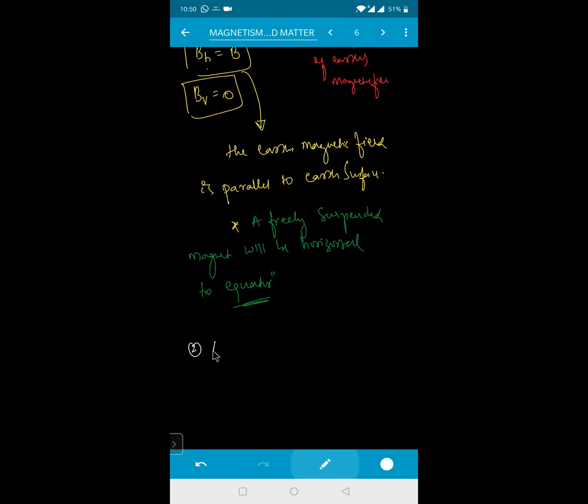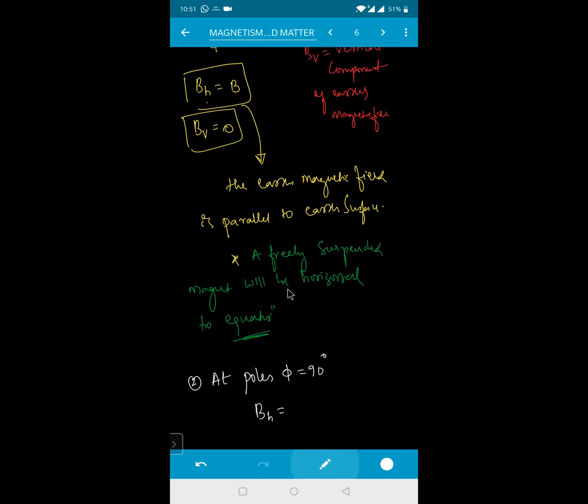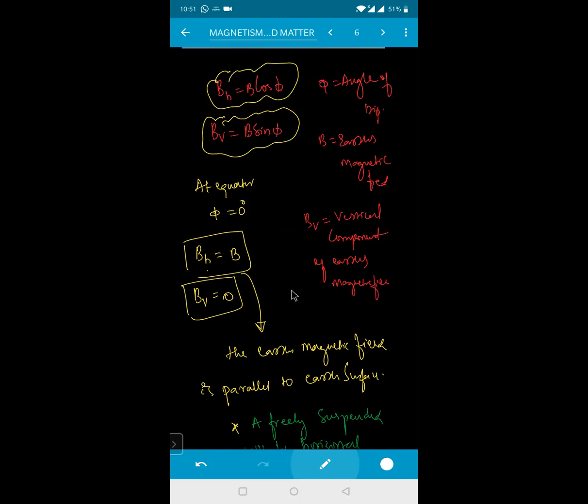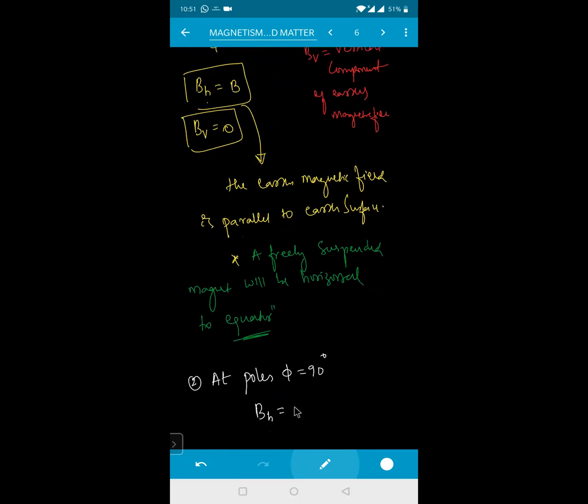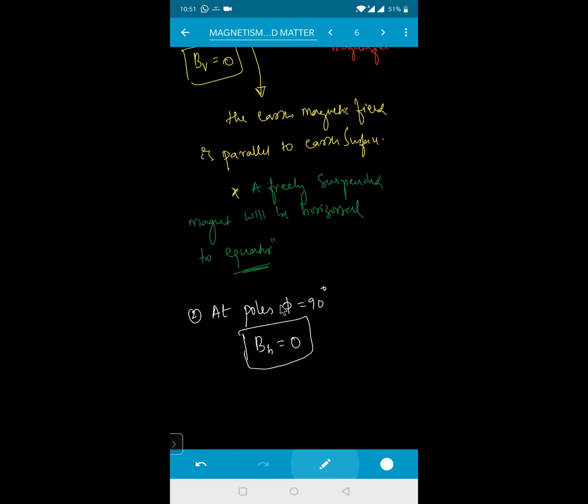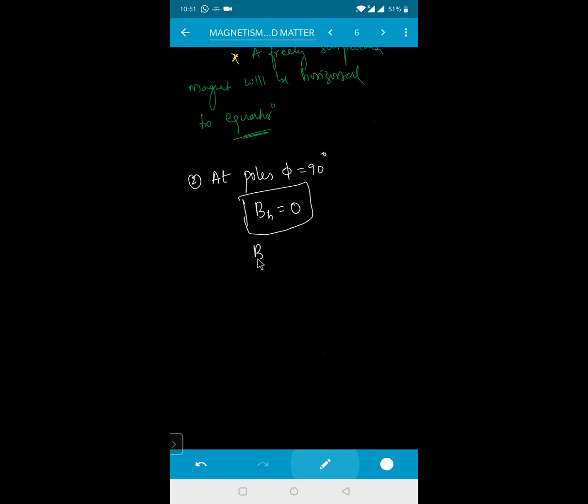At the poles, now you tell me, the phi value will be equal to how much? 90 degrees. That means the horizontal component will become B into cos 90. Cos 90 is 0, so the horizontal component is becoming 0. That means there is no horizontal component at the poles, whereas the vertical component will be equal to how much?